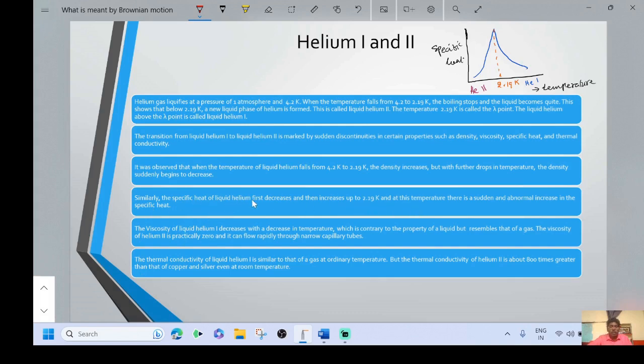The specific heat of liquid helium first decreases and then increases up to 2.19 Kelvin. At this temperature, there is a sudden and abnormal decrease in the specific heat. At 2.19 Kelvin, the specific heat suddenly decreases.